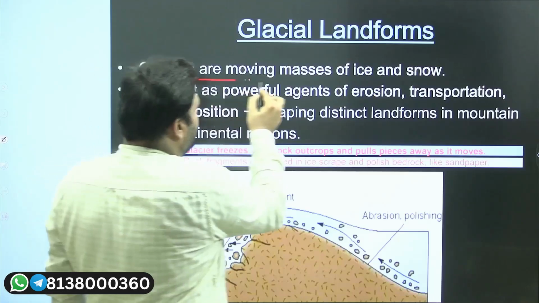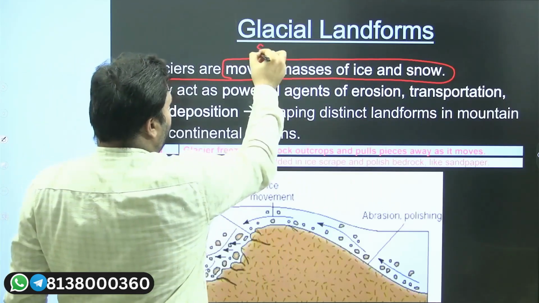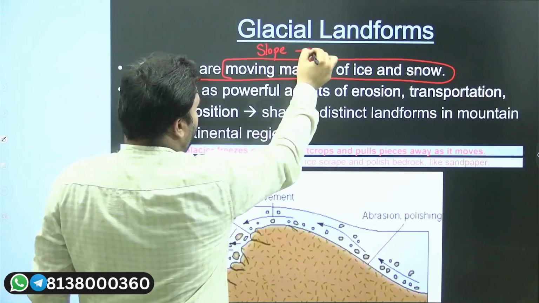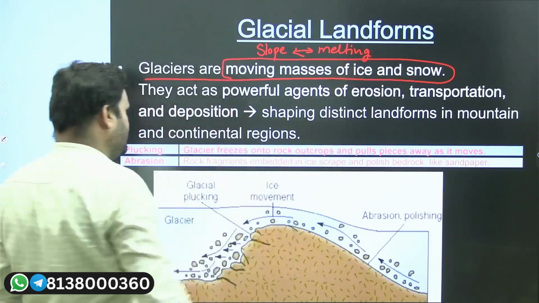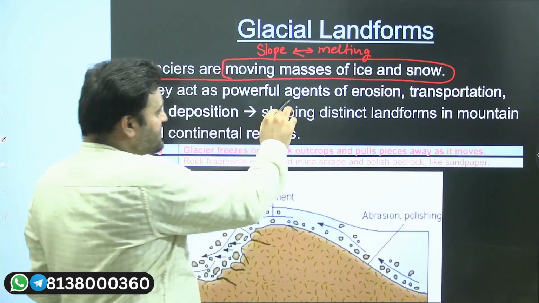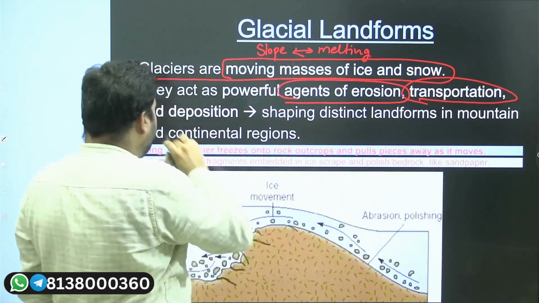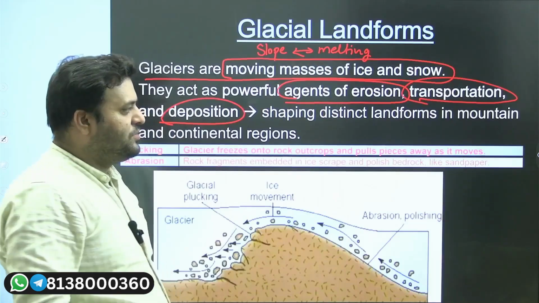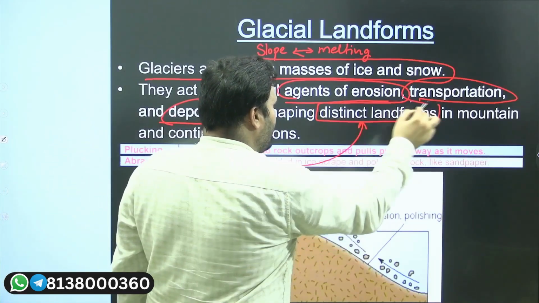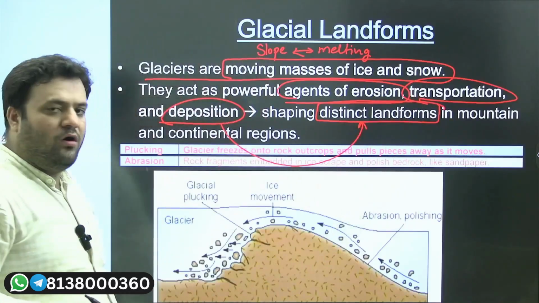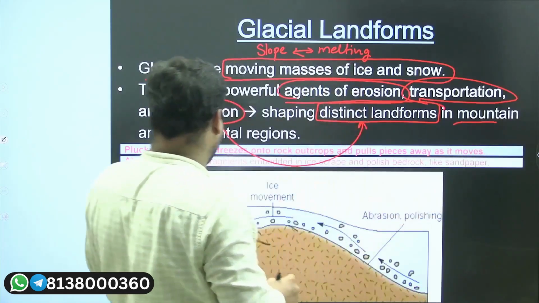First of all, let's discuss some basic understanding of this topic. Glaciers are moving masses of ice and snow. Why are they going to move? They move while following the slope, and when there is melting, as a result of melting, they move significantly. They act as a powerful agent of erosion. Transportation of ice and rock debris will be there, and the same will be deposited. As a result of deposition, they will form distinct landforms, which will be formed not only in the mountain region, but also in the plain, or in the continental region as well.